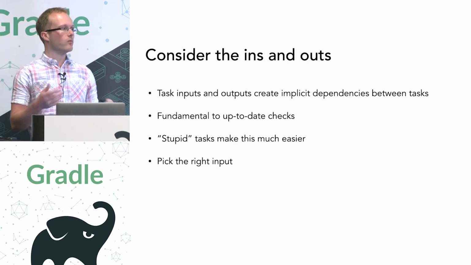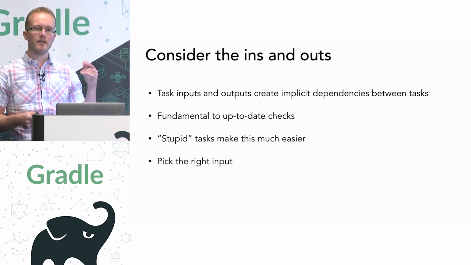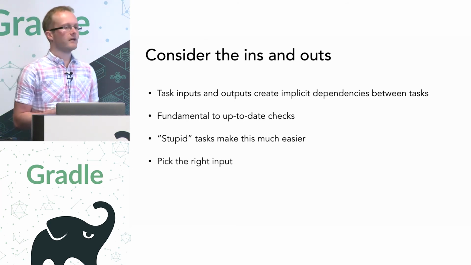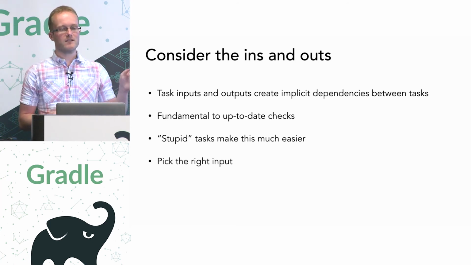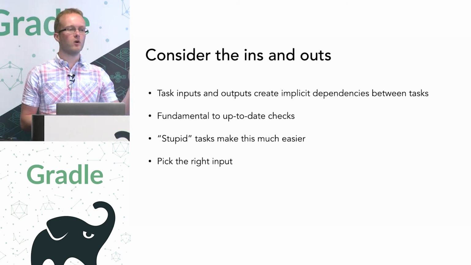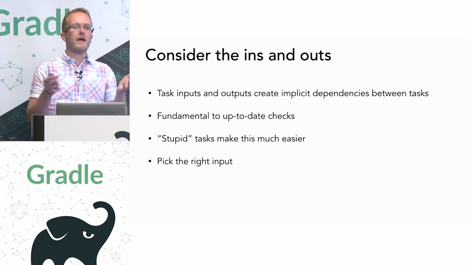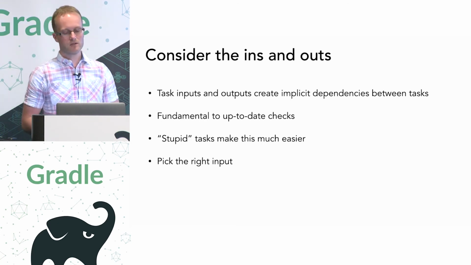So sometimes there's more than one way to do things and more than one input that you could choose. And it's worth just thinking a little bit about, is this the right input? I don't think there's a silver bullet for you figuring out exactly, yes, this is the right input, but it is worth thinking about, is this the best way for me to express what the input to a particular task should be.